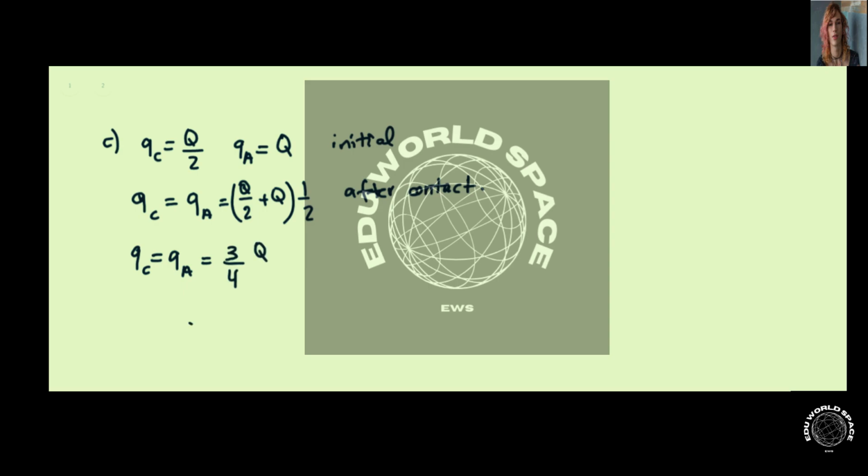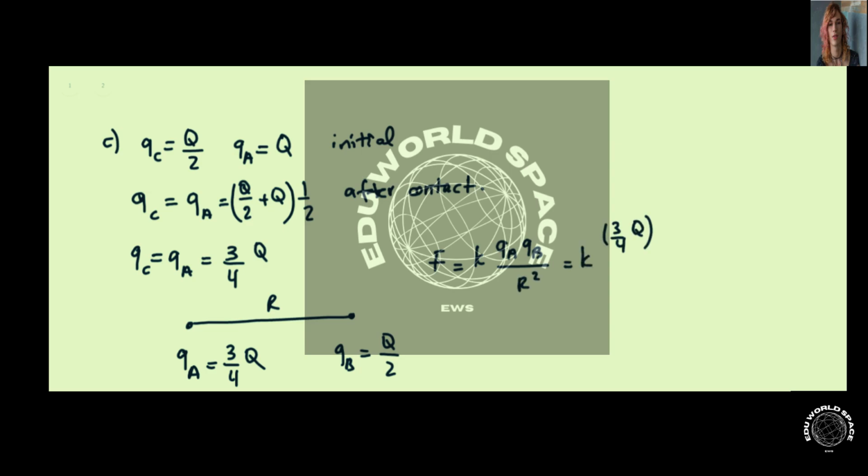All right. Now, how does this change the previous scenario? We still have QA, but now we have 3 over 4 Q in it. And then we have QB. Remember, in part B, QB was halved, so we're still there, right? And still they're separated by R. Let's calculate the force. Again, K QA QB over R squared. This time QA is 3/4 of Q, and QB is half of Q, so divided by R squared. Then what's going to happen is K 3Q squared over 8R squared, right?